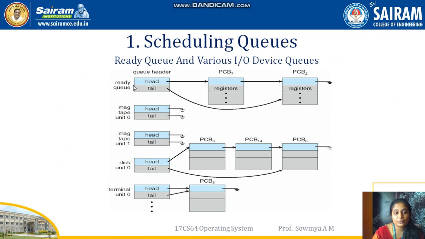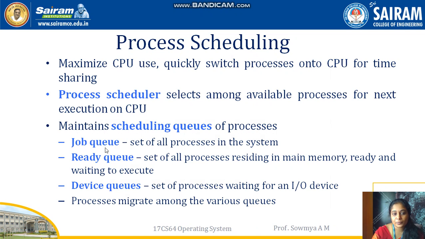In the scheduling queue, we have a queue of processes ready in the ready queue, and it has a head and tail. The head will have the first process in the ready queue, and the tail will have the last process in this queue. For every type of storage unit, there will be a scheduling queue. The job queue is the set of all processes in the system. The ready queue has the set of processes residing in main memory. The device queue has the processes waiting for an input output device, and so on.